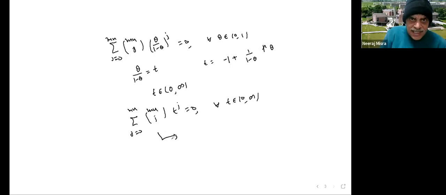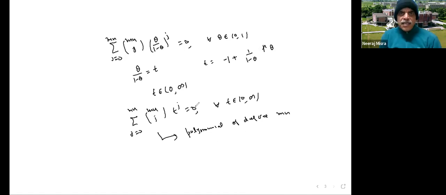What is the left-hand side? It is a polynomial of degree mn. So what is given to you? A polynomial of degree mn is 0 for every t from 0 to infinity. That means this polynomial has infinitely many roots. But you know that a non-zero polynomial can have at the most mn roots. Since this has infinitely many roots, this polynomial itself has to be 0, which means each of the coefficients has to be 0.